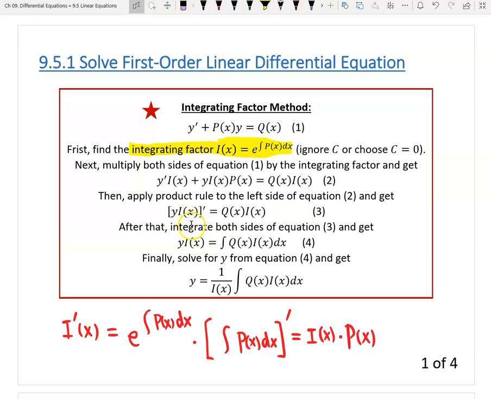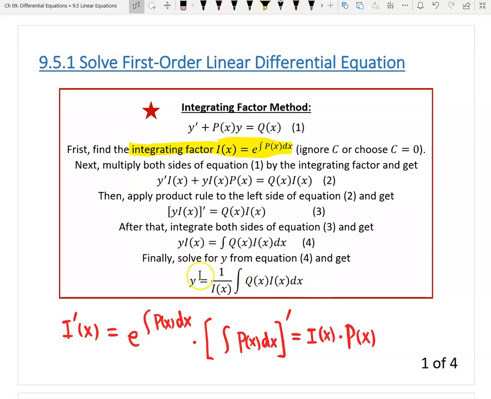And how do we proceed? Integrate both sides. Therefore, the left goes to this, and the right goes to the integration. If we can evaluate the integration, of course, equation 4 will become much simpler. And how do we get y? The last step is just to solve for y, which means dividing both sides by I of x. We get the final equation. This is the method, and finally, we have a formula. Now we will move on to practice 2 questions together.